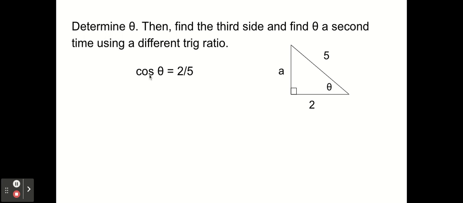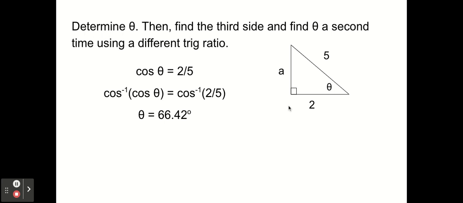Again, this is not multiplication. This is not cosine times theta. So to get rid of this, I need to do an inverse. So I'll do inverse cosine of cosine of theta and inverse cosine of 2/5. Well, inverse cosine of cosine is theta. And now inverse cosine of 2/5 is a calculator problem. So plug it into your calculator, make sure you're in degrees, and I'll get 66.42. So in order for this to be a length of 2 and this is a hypotenuse of 5, this angle has to be 66.42. Okay?